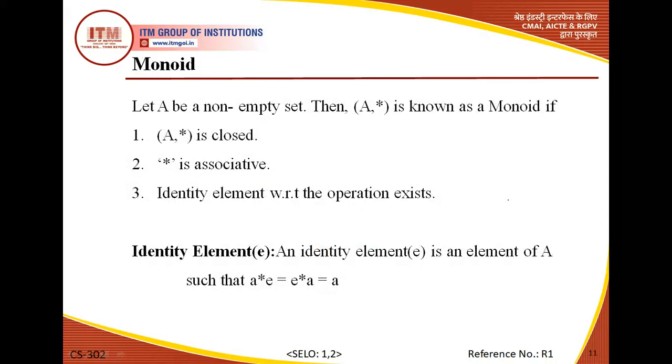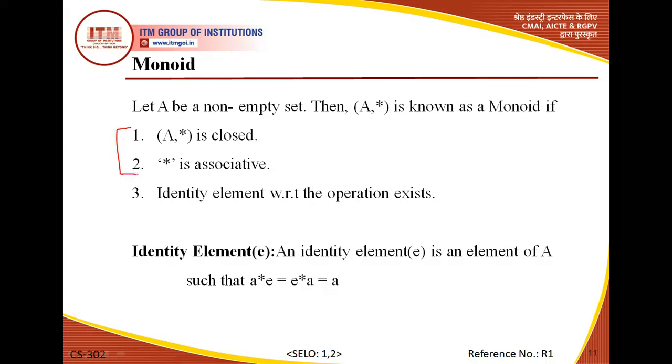Now, let's see what a monoid is. So again, same thing. We should have a set called A that should be non-empty, and also we should have a binary operation. So these two things are same for all. Then this A star is known as a monoid if it satisfies three properties. The first one is A star should be closed. The second one is star should be associative. The third is that an identity element with respect to the operation should exist. Okay, we have three properties over here.